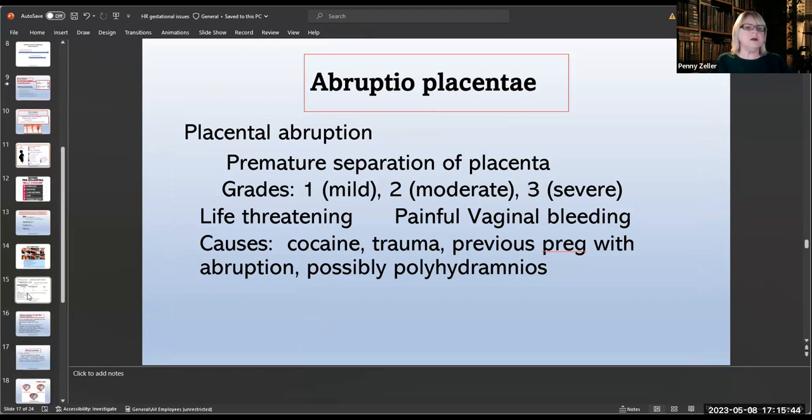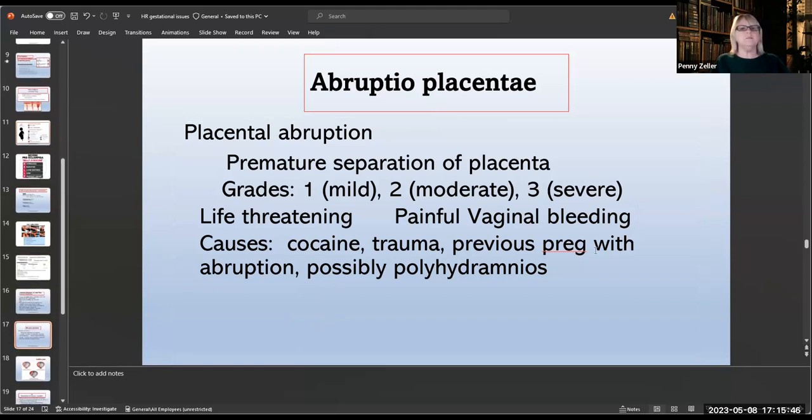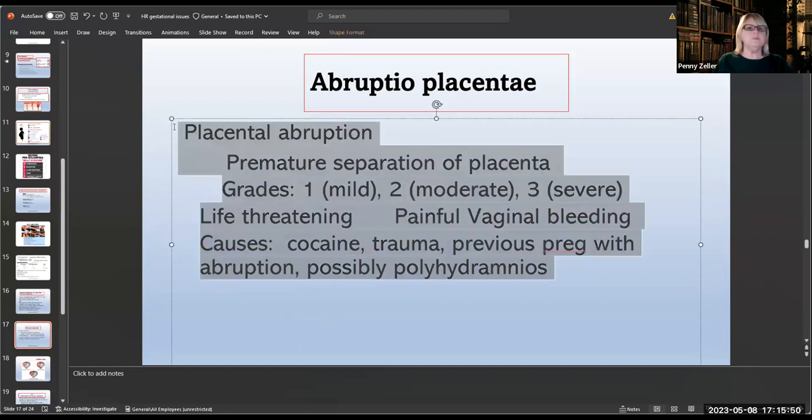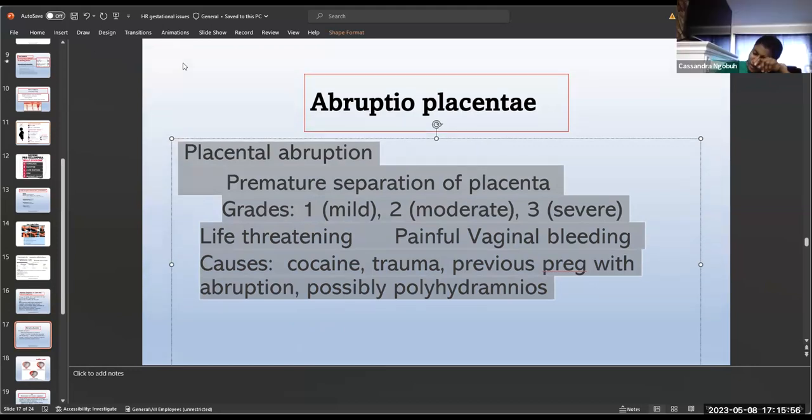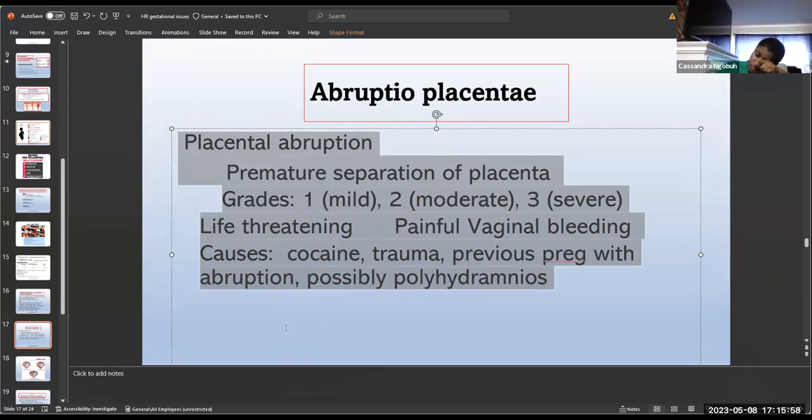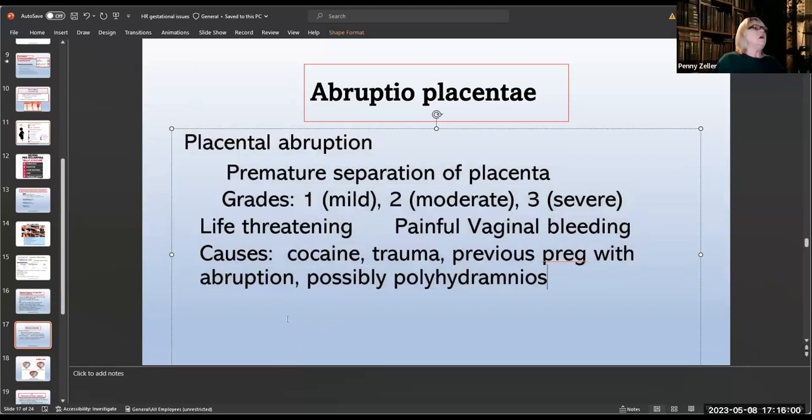So if you see a gush of blood, do you know what some of the symptoms are of an abrupted placenta? Abdominal pain. Yeah, sharp abdominal pain, a very rigid abdomen, sharp pain, massive bleeding.